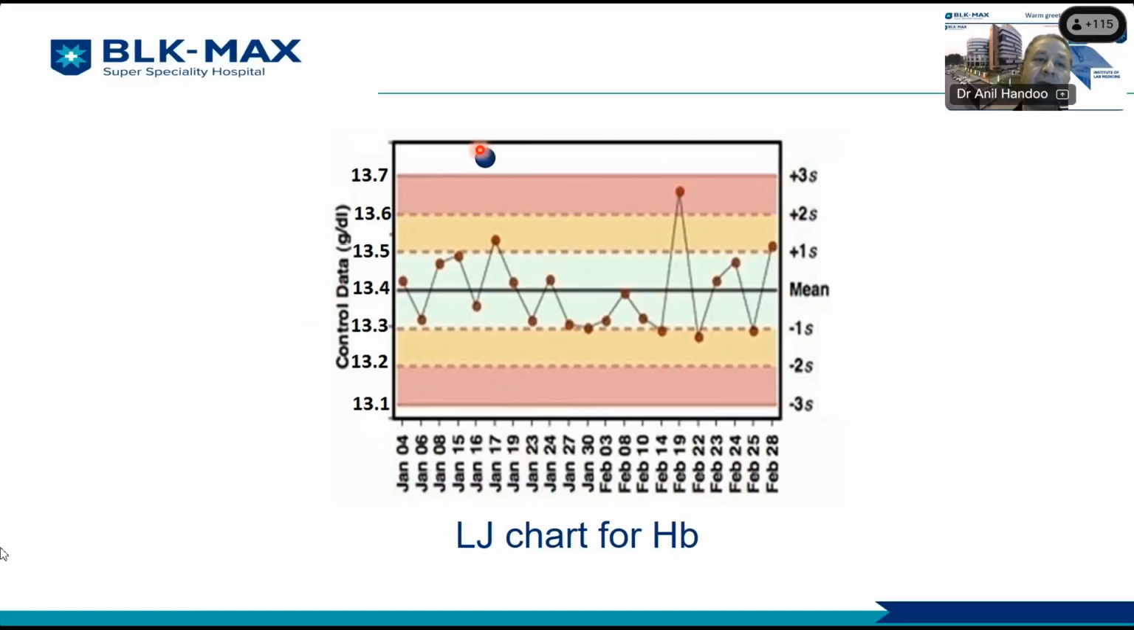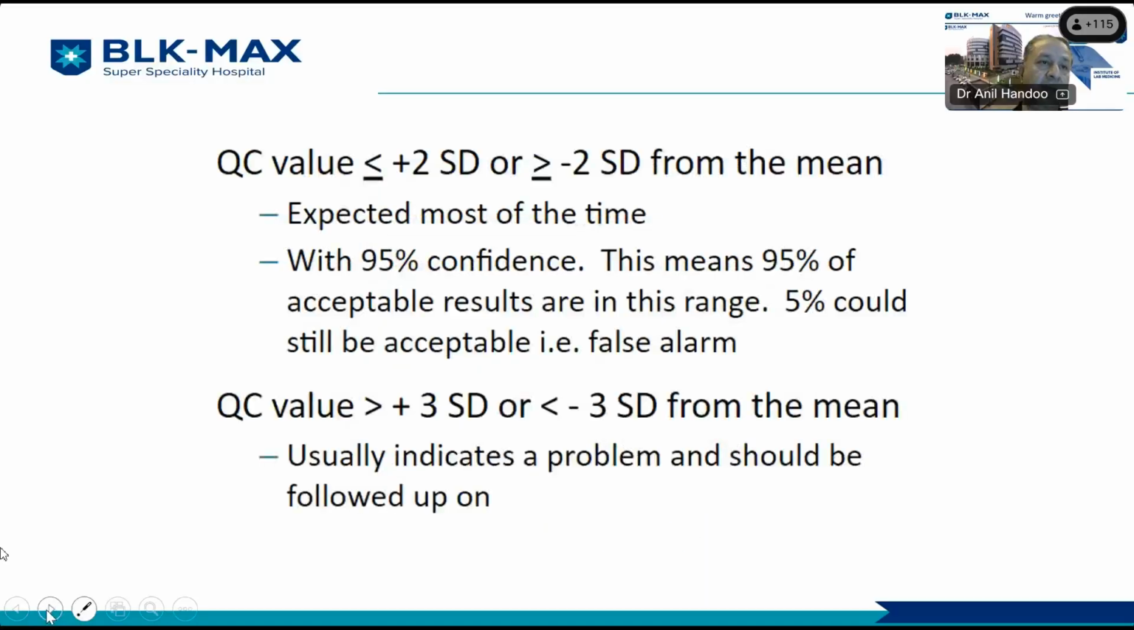So remember, when you have such a situation, identifying and eventually stopping the test is also important. And when you look at LJ charts, ideally, all three control levels should be looked at in unison. Only then will you be able to apply all LJ charts. All right, so remember, for a QC value of less than 2 standard deviations or more than 2 standard deviations, you need to really worry if their values have gone beyond them. And you should still remember 95% will still remain within the confidence limits.